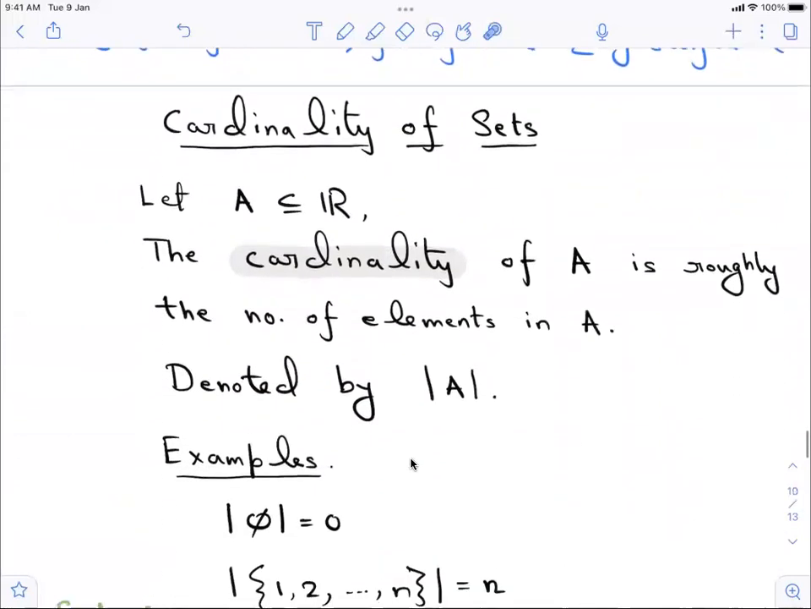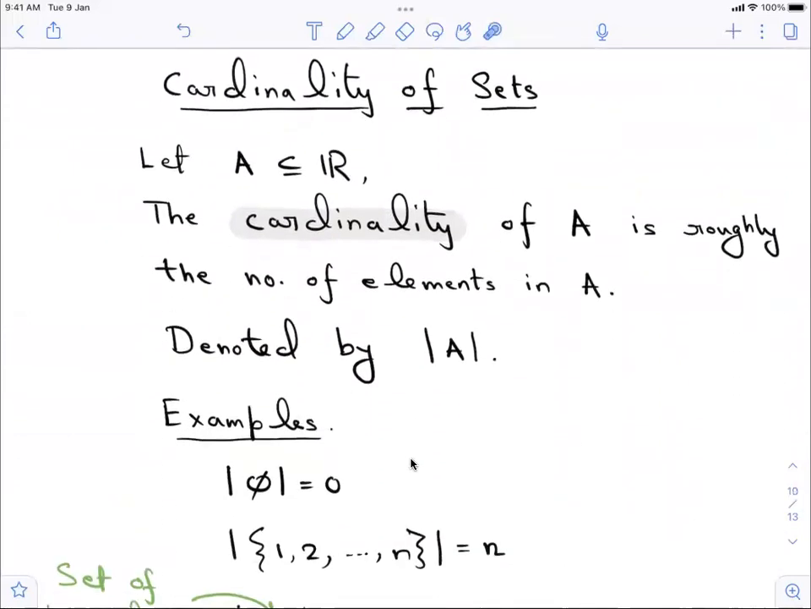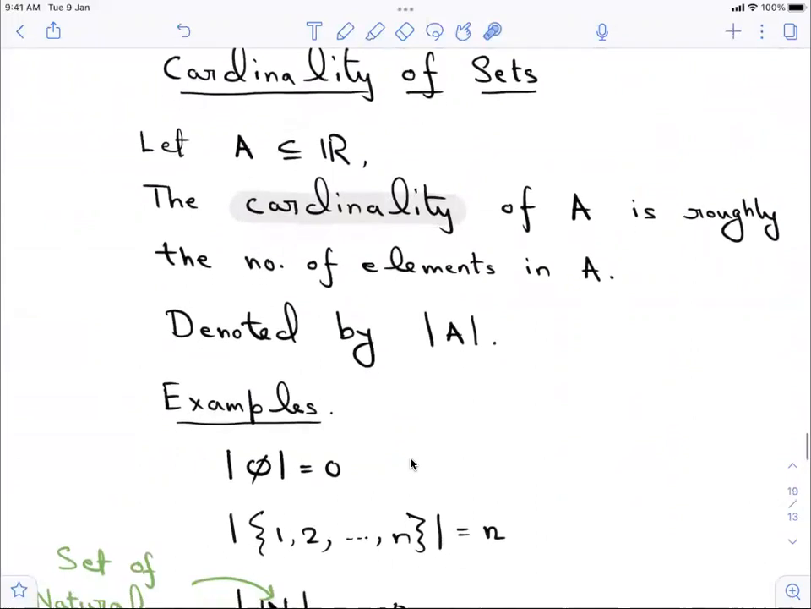Okay, so that brings us to the last topic of this class, the cardinality of sets. Why are we studying this? This is because it is one of the applications of bijective functions. Using bijective functions, you can study the cardinality of sets. So let's find out how.